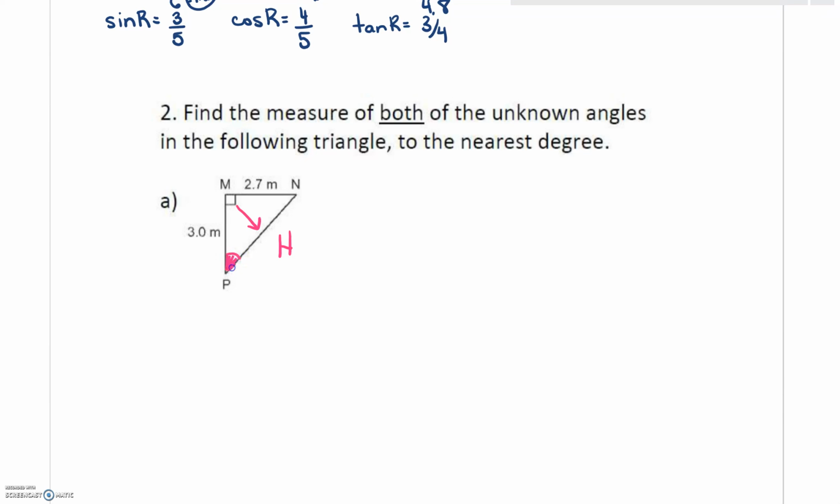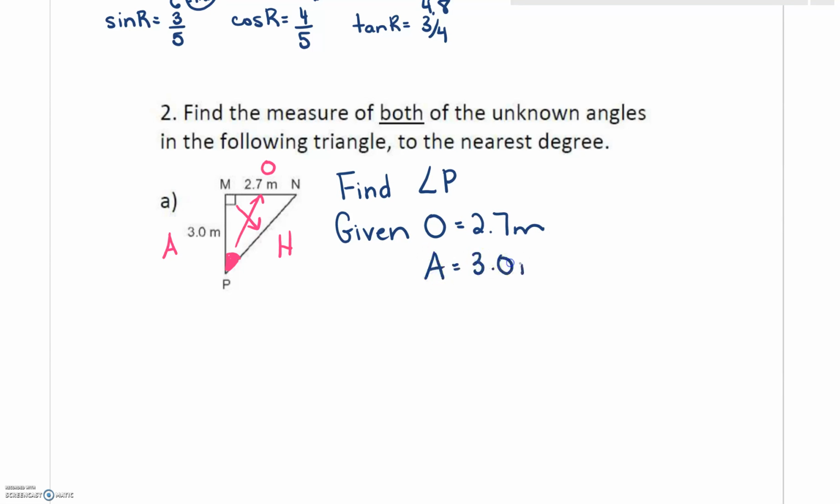I'm going to find angle P, which means that my opposite is going to be 2.7, and my adjacent will be 3. If I choose to find angle N first, that's not wrong, but you have to switch up your opposite and your adjacent. So I just did it in order to find angle P first. So you want to write that down. Find angle P. Now you have to be given something, and we are. We're given the opposite, which is 2.7 meters, and we're also given the adjacent, which is 3.0 meters.